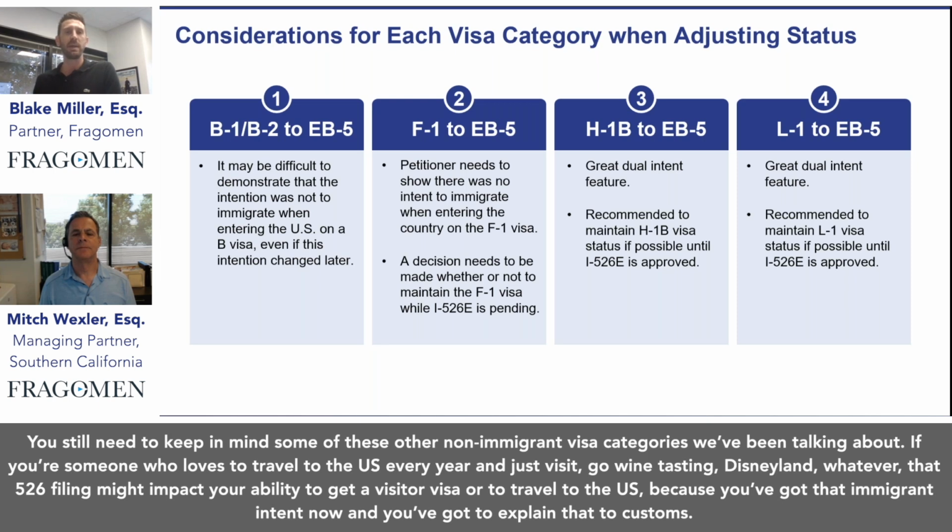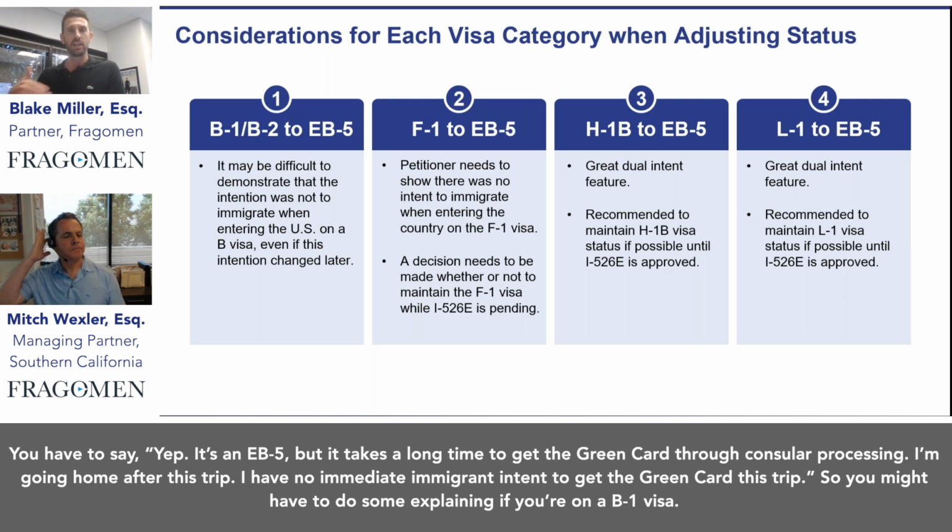You still need to keep in mind some of these other non-immigrant visa categories we've been talking about. If you're someone who loves to travel to the U.S. every year and just visit, go wine tasting, Disneyland, whatever, that 526 filing might impact your ability to get a visitor visa or to travel to the U.S. because you've got that immigrant intent now, and you've got to explain that to customs. You have to say, yeah, it's an EB-5, but it takes a long time to get the green card through consular processing. I'm going home after this trip. I have no immediate immigrant intent to get the green card this trip.